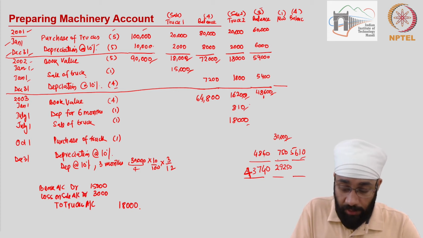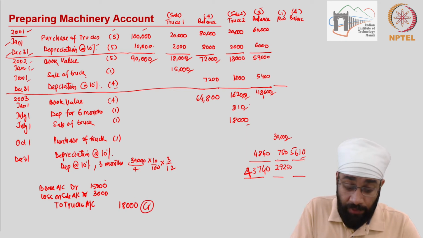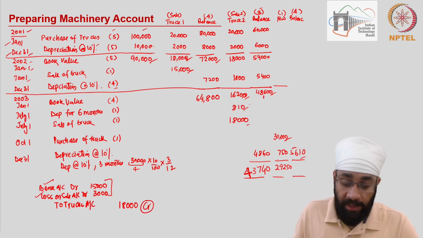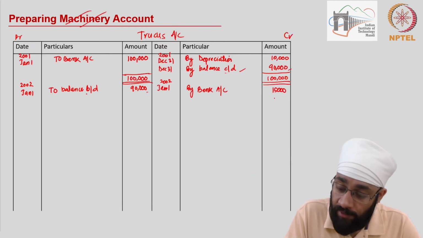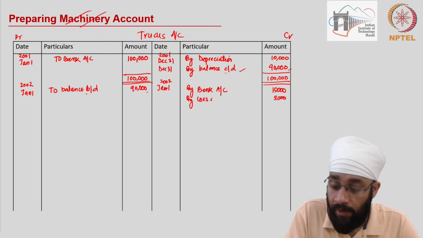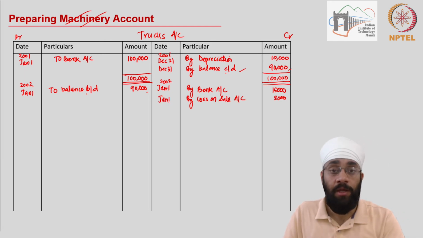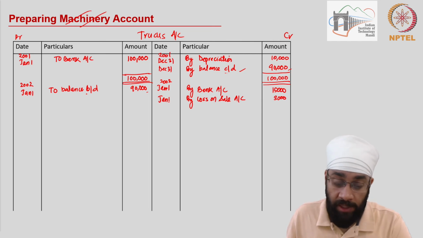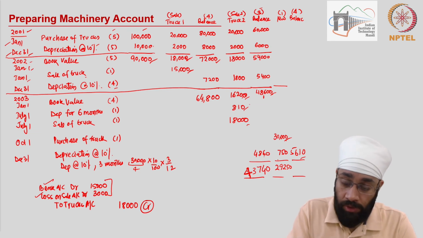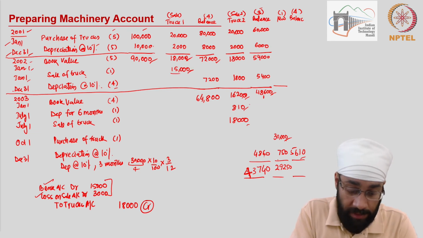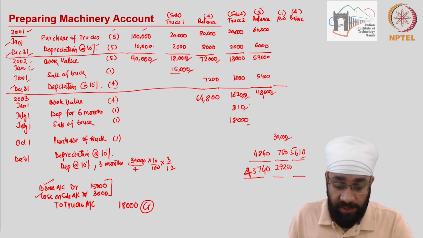So in the trucks account, I'll go to the credit side and I'm going to write by bank and by loss on sale. 3,000 is going to be the loss on sale account. This is on January 1st as well, on the same date when the sale of the truck is being done. So one truck has been written off now. So we are done here, and let's go to December 31st.